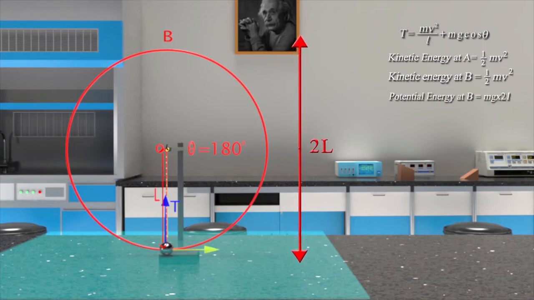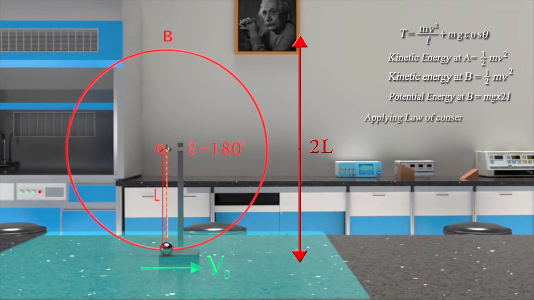In a circular path, tension in the string always acts perpendicular to the displacement of the bob. Hence, work done by tension of the string is 0 throughout the motion of the bob. As there is no external work done on the bob, mechanical energy is conserved in the gravitational field.